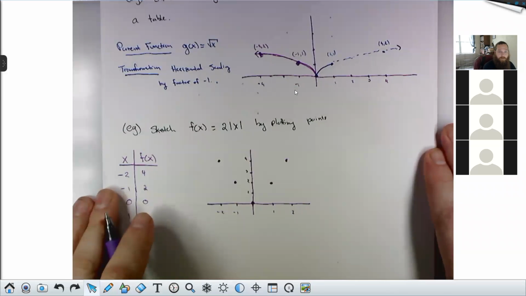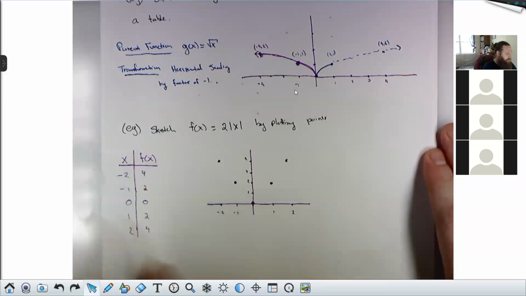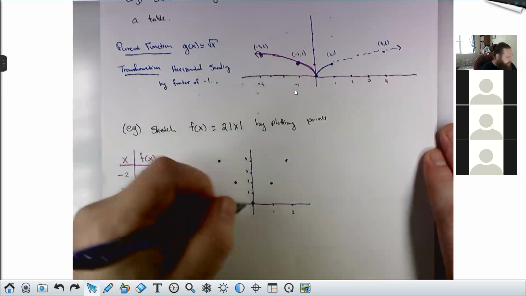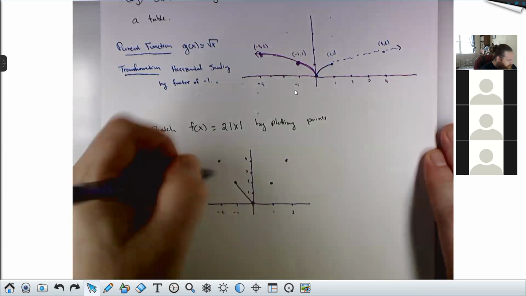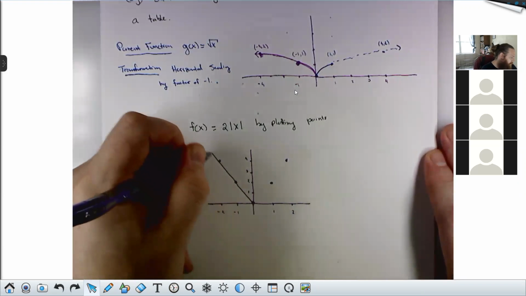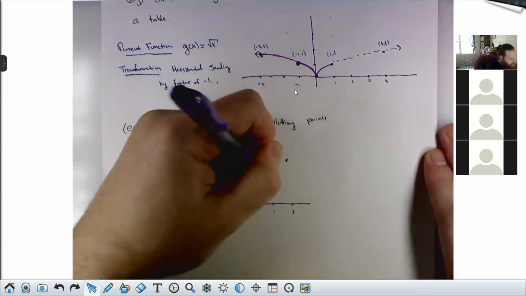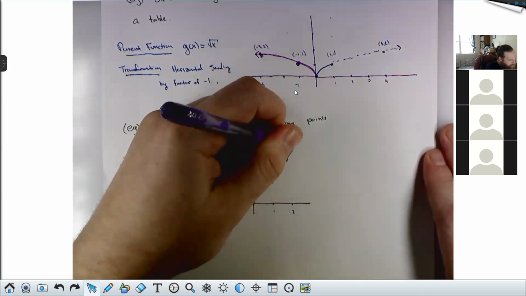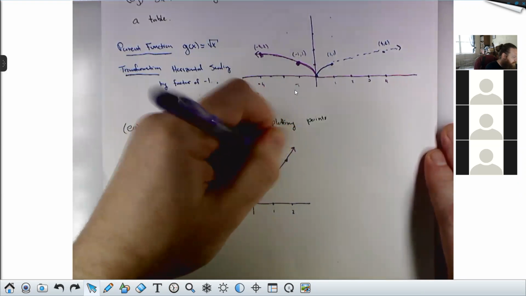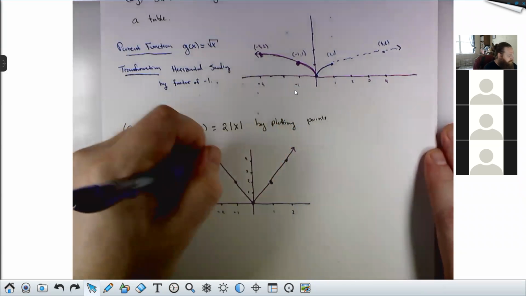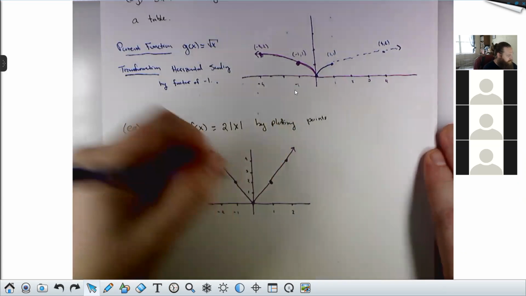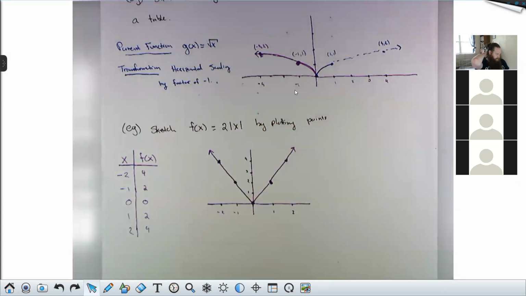This is not a parabola. This is dominated by the absolute value. It's like this V-shaped graph. You've probably seen it before. It's not curvy at all. It's just two straight lines. In fact, it's a piecewise function. And we've talked about absolute values as piecewise functions.